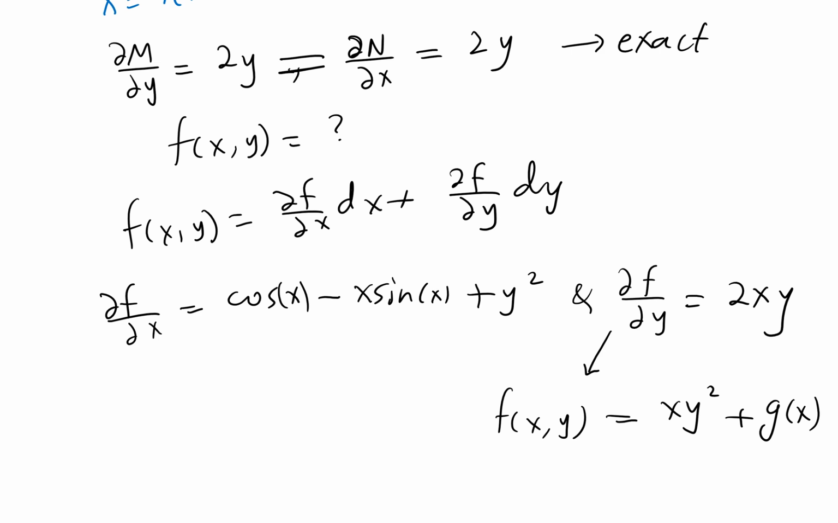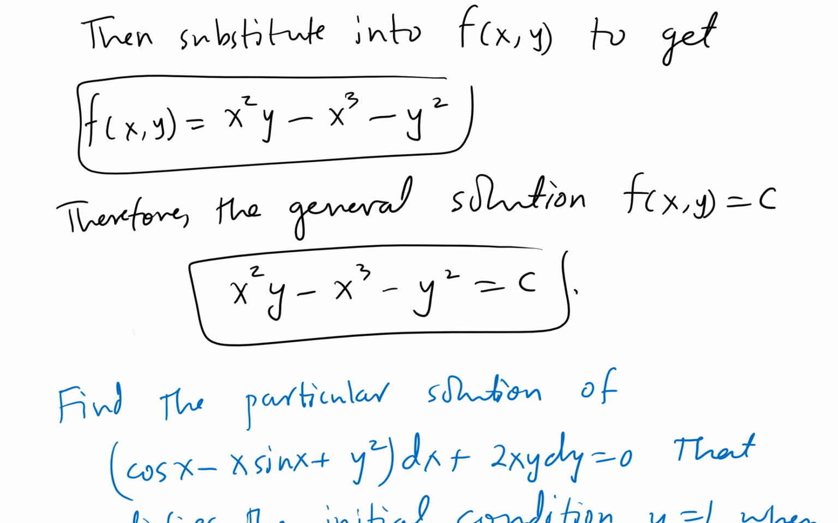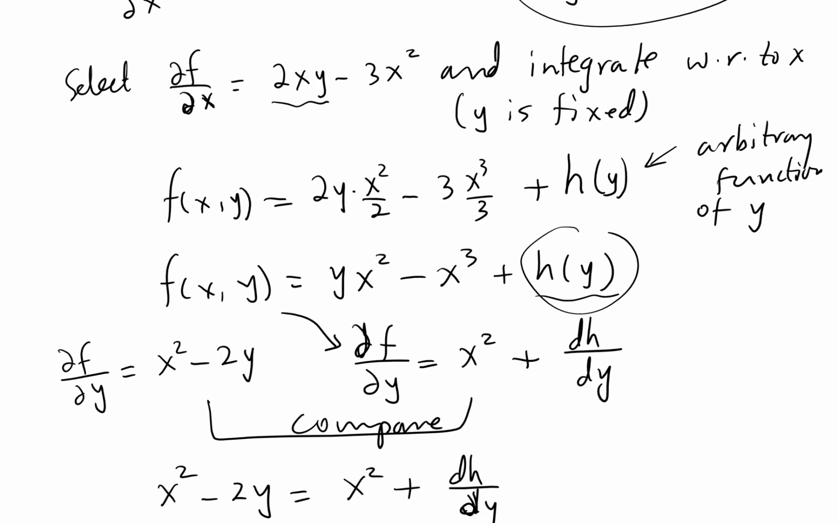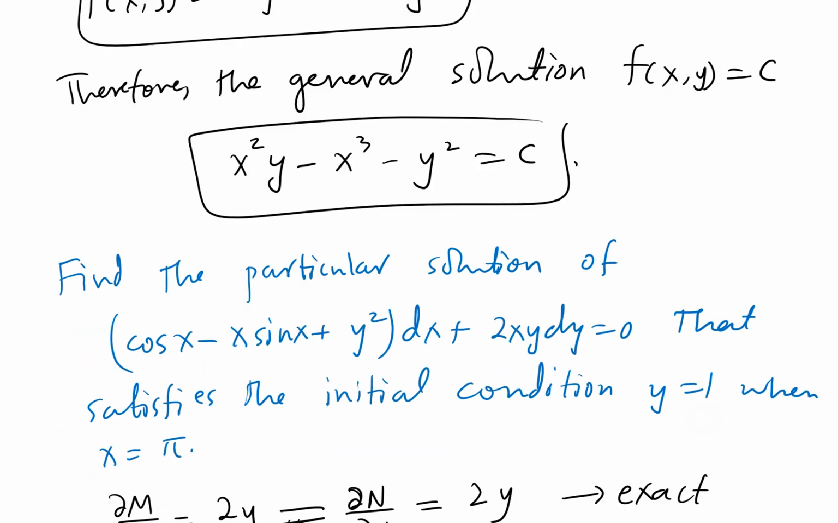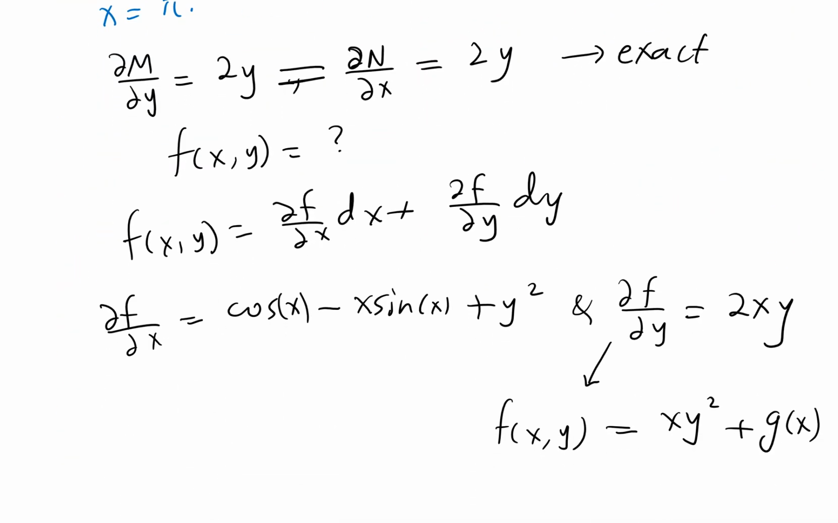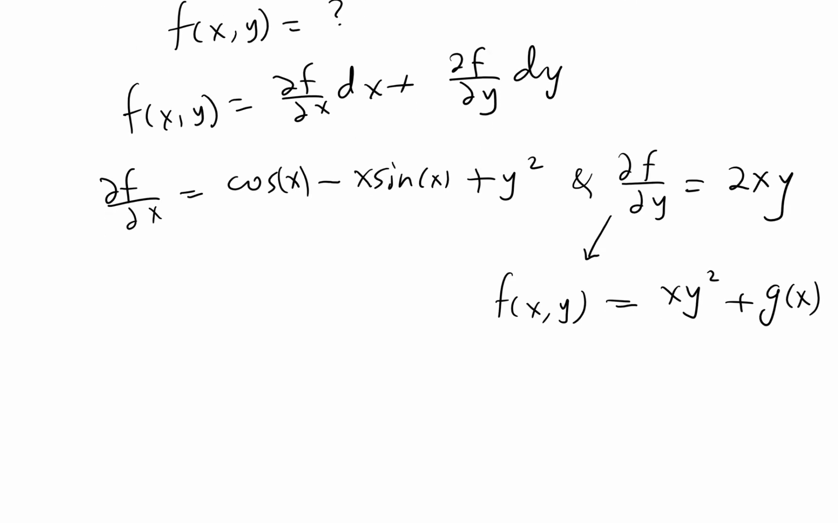Also, we need another one so we can compare them together as we did in the previous example. In the previous example, we used one of them, we used partial f partial x to get f of xy. And then I differentiated the f xy with respect to the other variable, which is y. So here we chose the second one. And what we did here, we are going to take this function and differentiate this with respect to the other variable, which is x. And that would give me y squared plus dg dx.